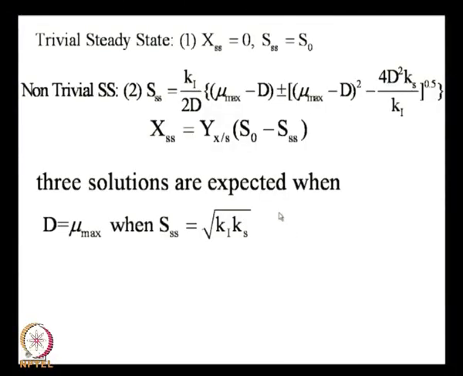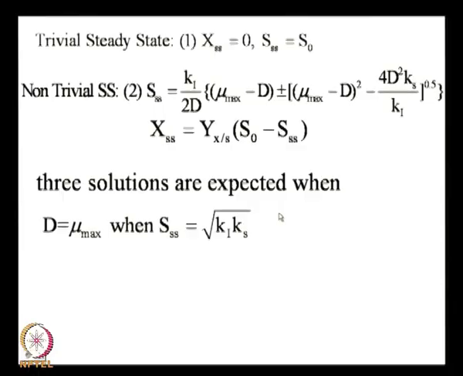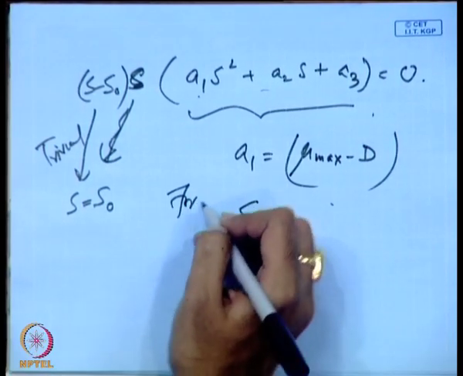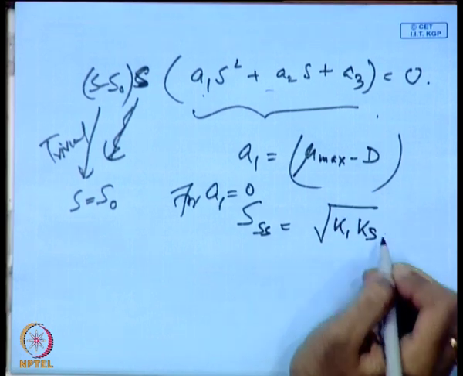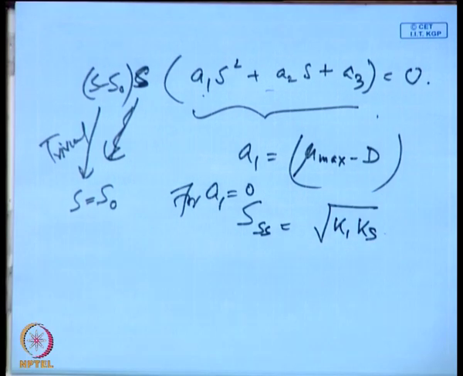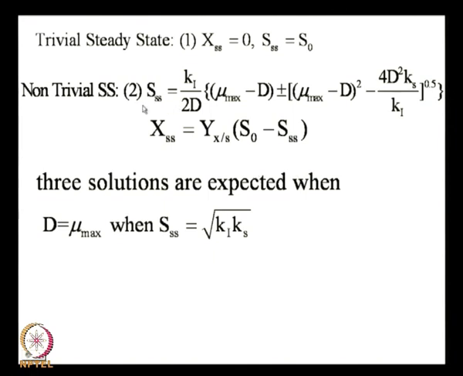So this solution over here is for mu max, for a1 equals 0, and it is given by k1 ks. Okay. So if I can go back to the screen now. The non-trivial solution is given by SS equals ki over 2 kd, this term mu max minus d, plus or minus this determinant. Okay. And XSS, so this is my SS, and XSS is obtained as S naught minus SS times y, okay, because this is from the material balance, right.